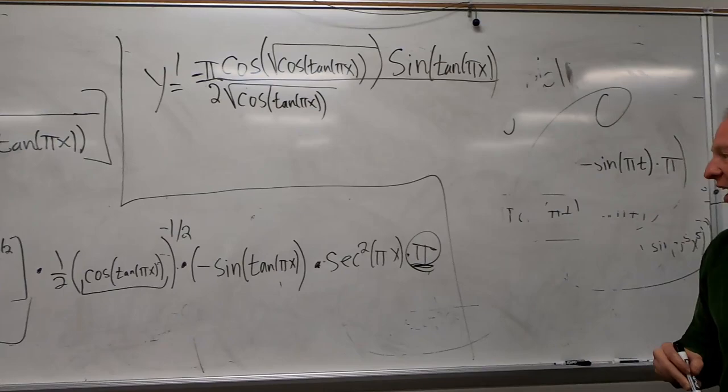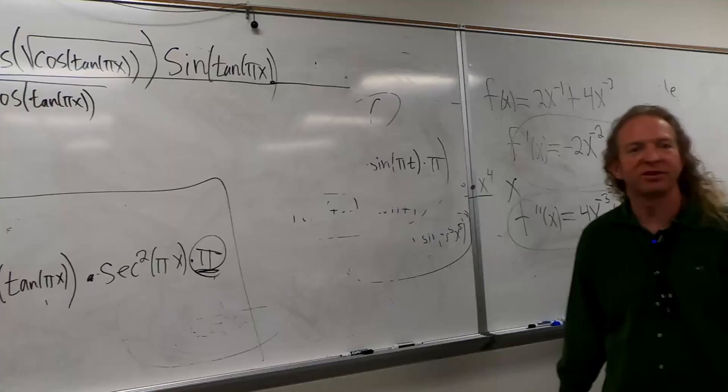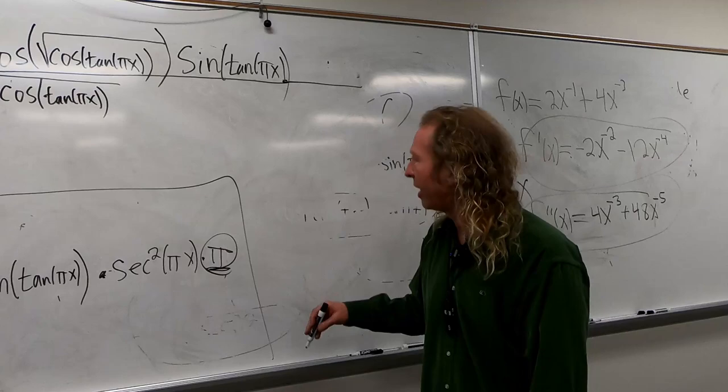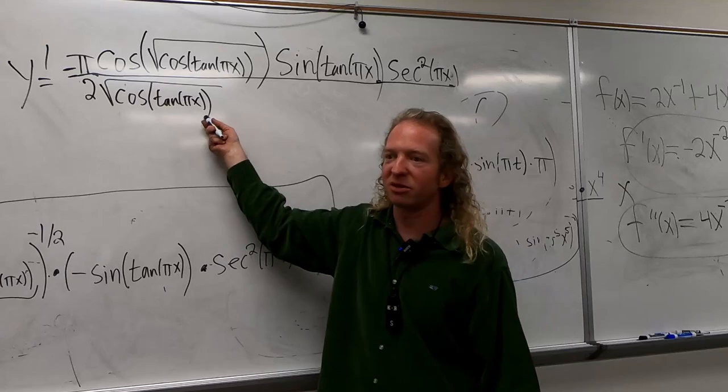And then, almost done, right? What's left? Secant squared of pi x. So we didn't have very much on the bottom, did we? We just had that piece, so it looks really weird. So there's all this space there. So I'll just leave it like that.